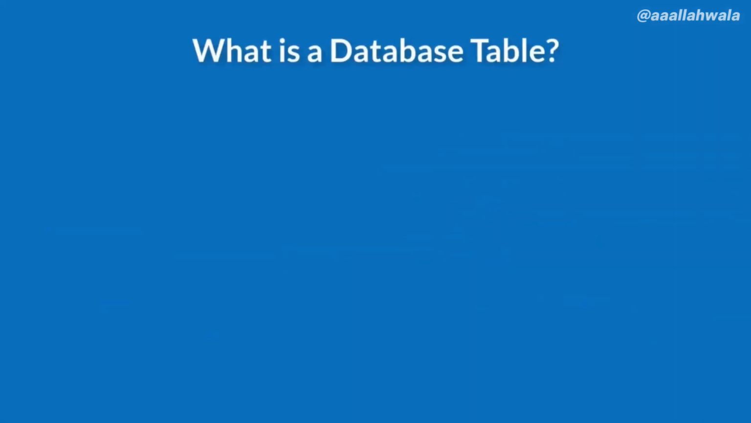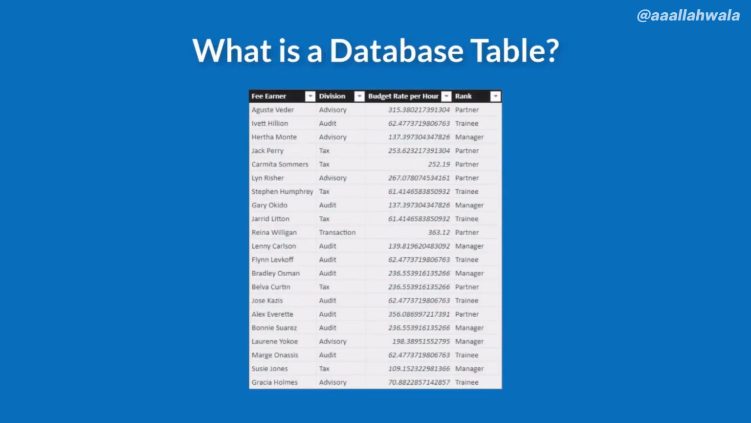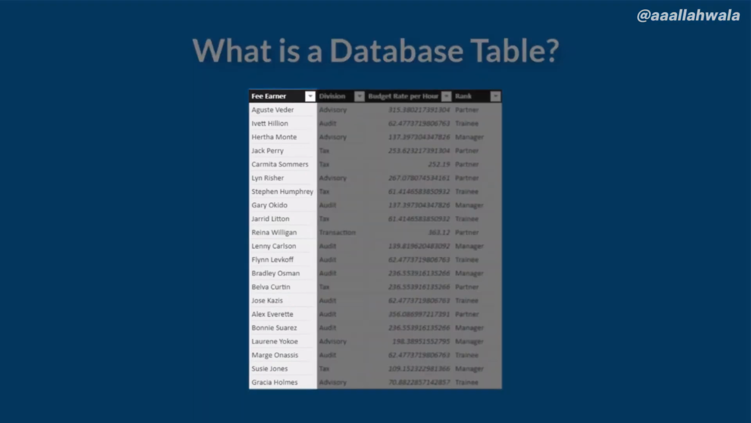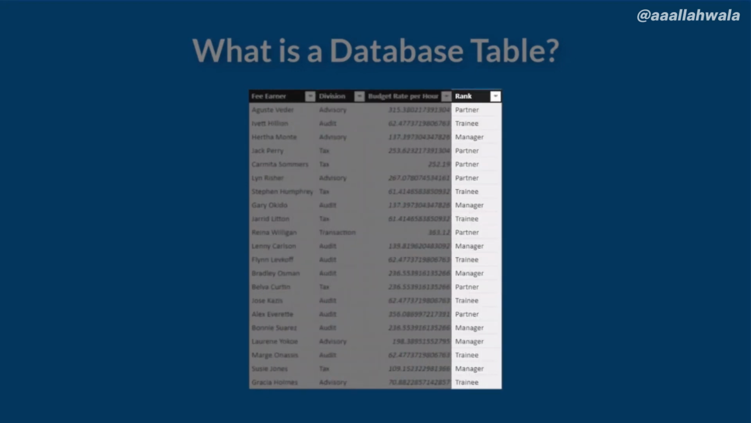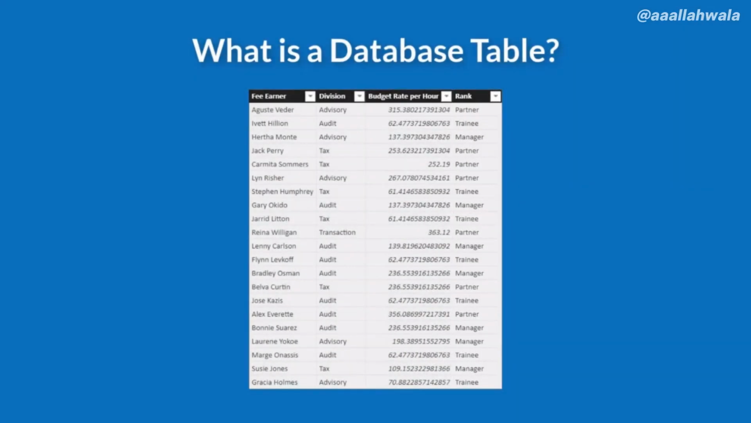Each table in a database consists of a series of rows and columns. For example, here we have a table holding information about the fee earners of a professional services company. In this table, each column contains a different piece of information about the fee earners. In this context, a column is referred to as a field or an attribute. All the data in a particular field must be of a single type. We'll learn more about this in the next lesson.